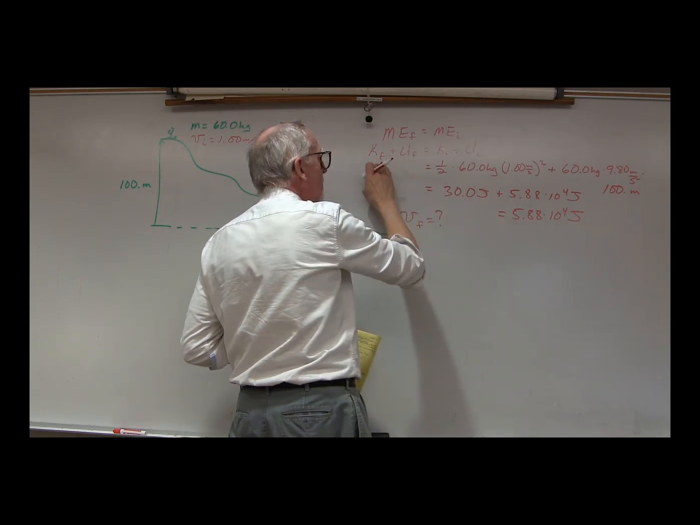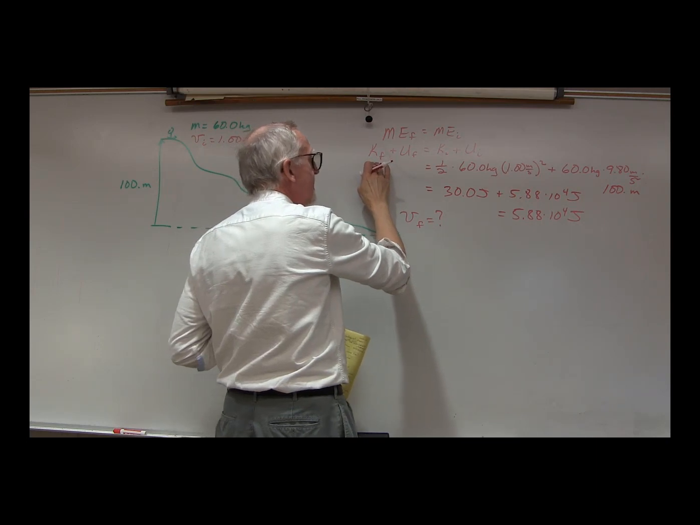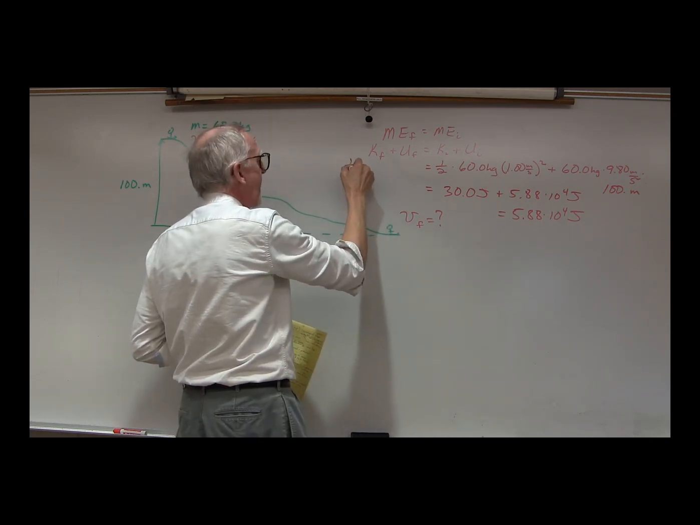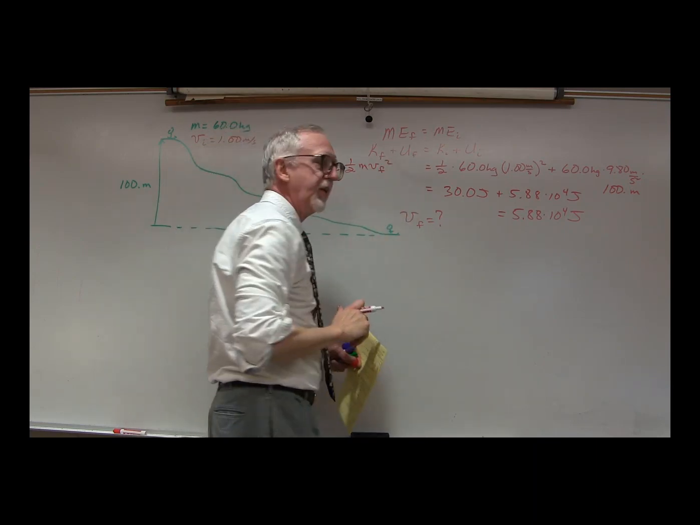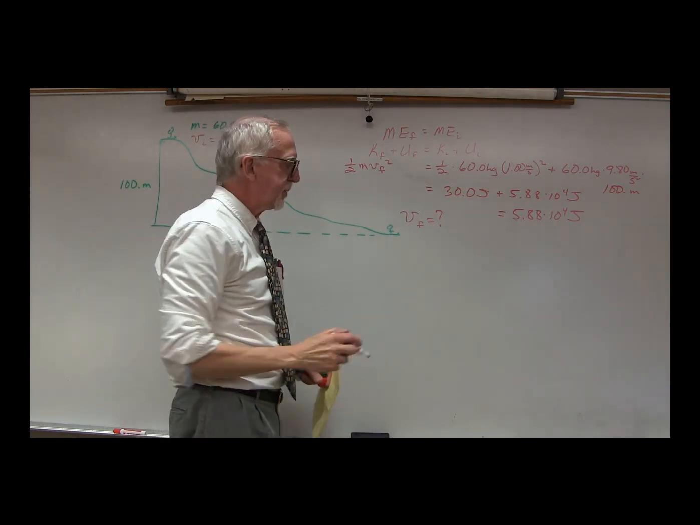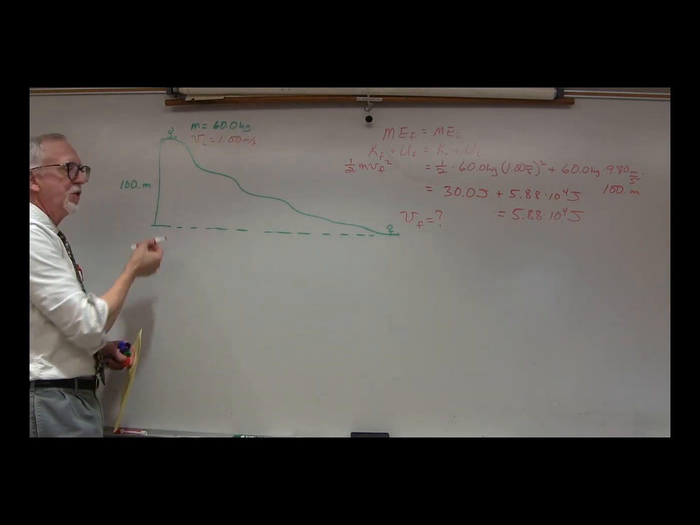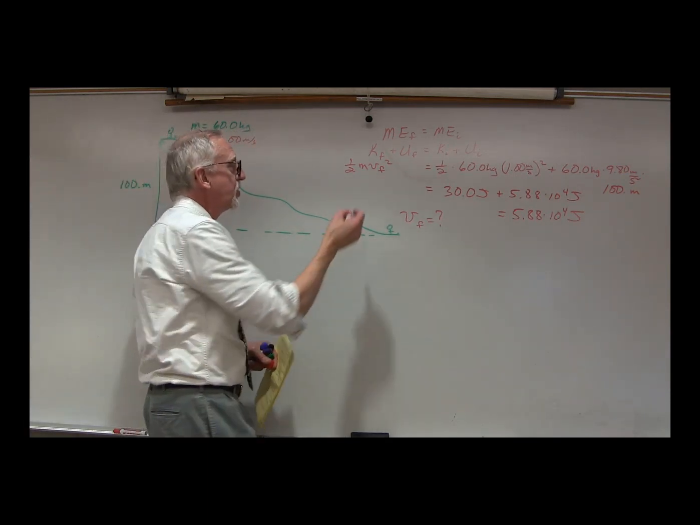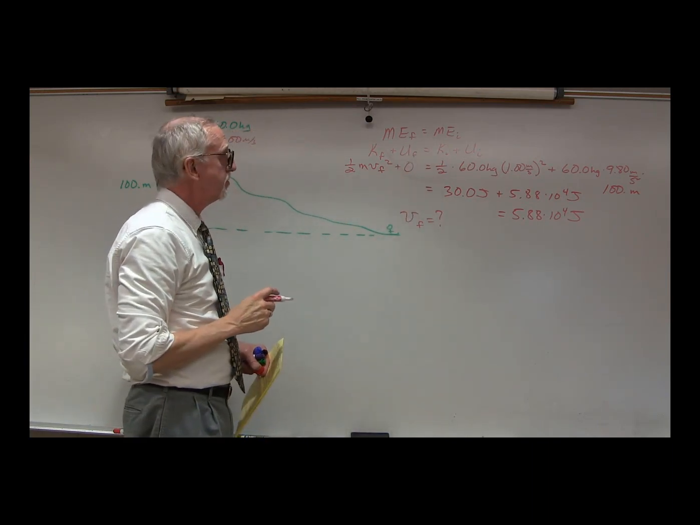This must equal her final mechanical energy, which is her final kinetic, which will be 1/2 mv final squared, plus her final potential. What's her final potential if she is at a 0 height? mgh will be mg times 0, which will just be 0. So her final potential is 0.